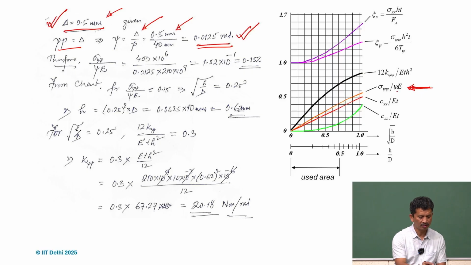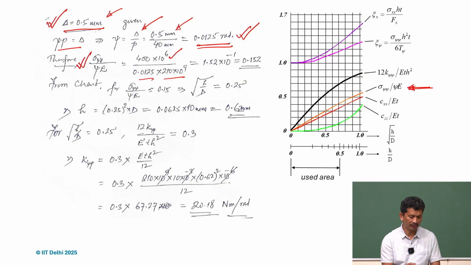So sigma over psi E is something we can obtain very easily. Sigma is given as 400 megapascal, so 10 to the power 6, then the psi value in radian, and the E value with 10 to the power 9 because it is 210 GPa. We put in the values, and what we get is 0.152.